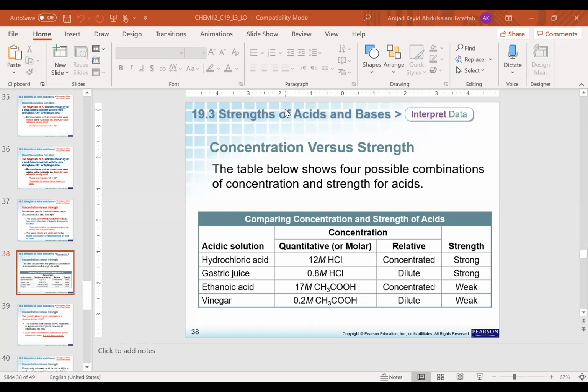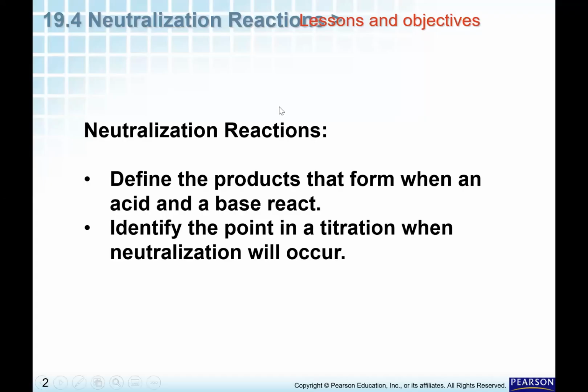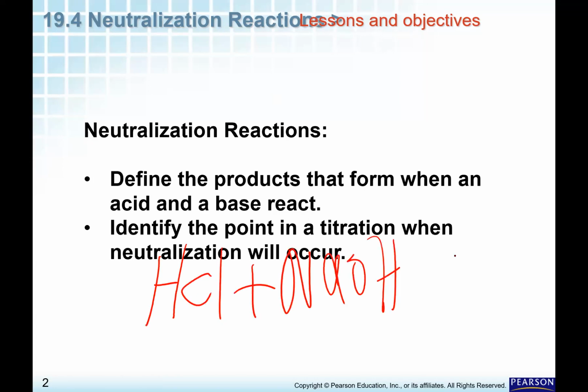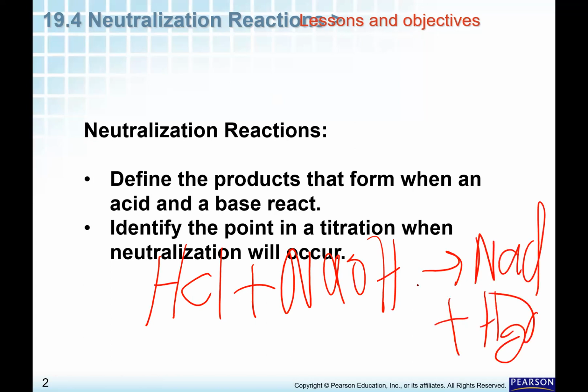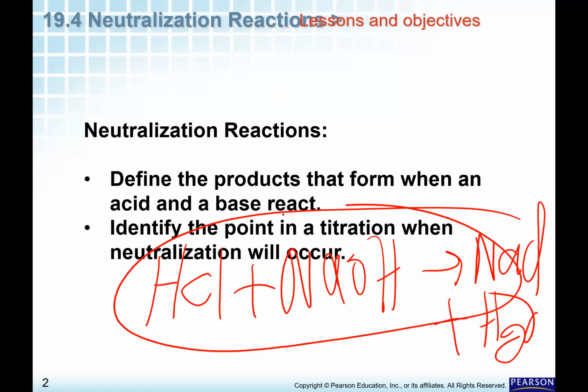Okay, right? Then what we are looking for here is the following. First of all, we need to determine the product, which we already talked about: define the product that forms when acids and bases react. The answer is salt and water. For example, HCl as a strong acid reacts with sodium hydroxide. What is the product? NaCl, which is the salt, plus H2O. And this applies to any acid and base. Whenever they react, they form salt and water.